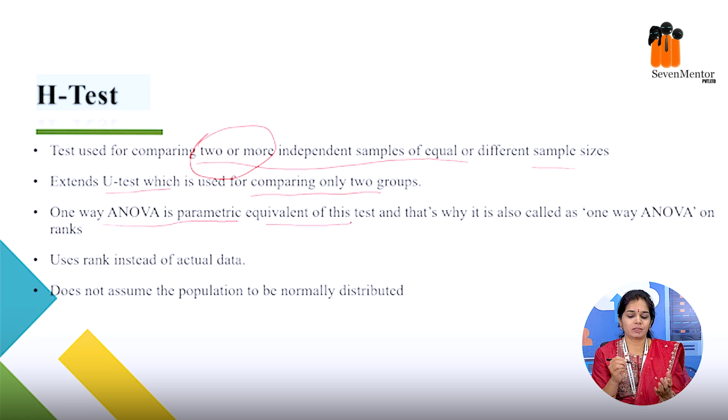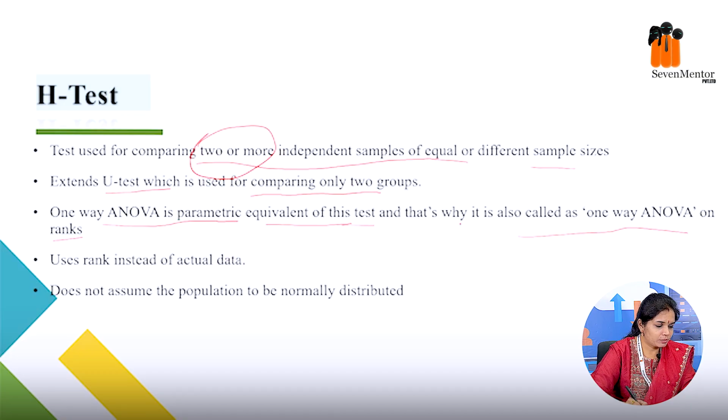You remember in ANOVA, the T test and Z test, right? They both have one or two samples, right? But ANOVA can have more than two samples. The same analogy you can have with the H test. The U test has two groups, the H test can have more than two groups. Okay, so that's why ANOVA is the parametric equivalent of this test. Also, it is called one-way ANOVA on ranks. Okay, it uses ranks instead of actual values.